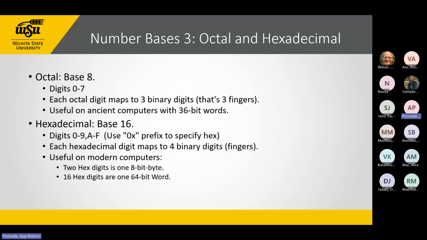Hexadecimal is base 16, digits 0 to 9 and A to F. So 10 is A, 11 is B, 12 is C, 13 is D, 14 is E, and 15 is F. It uses the 0x prefix to specify hex. Each hexadecimal digit maps to 4 binary digits. So base 8 is 3 bits, base 16 is 4 bits, 1111 is 15. Useful on modern computers with 64-bit words. Two hex digits make one 8-bit byte. Octal and hexadecimal are shorthand for binary.